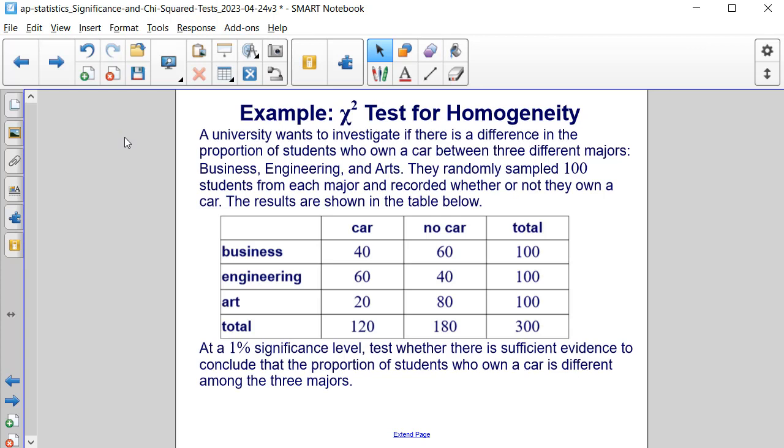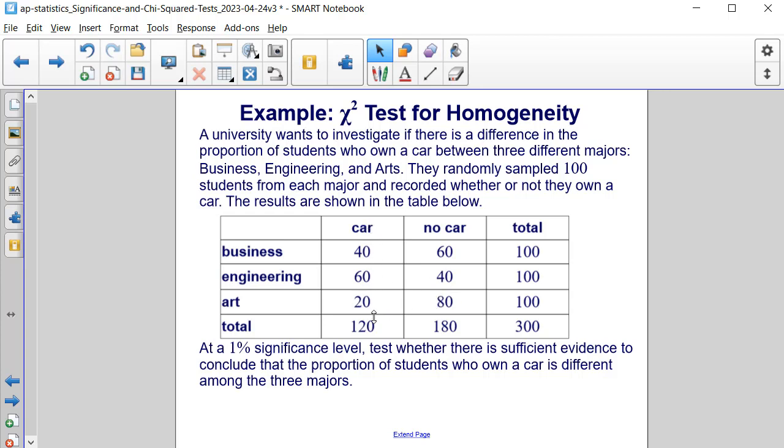A university wants to investigate if there is a difference in the proportion of students who own a car between 3 different majors: business, engineering, and the arts. They've randomly sampled 100 students from each major and recorded whether or not they own a car, and the results are shown in the two-way table below. So business, we could see that 40 of them had a car and 60 did not. Engineering, 60 had a car and 40 did not. In art, 20 had a car and 80 did not.